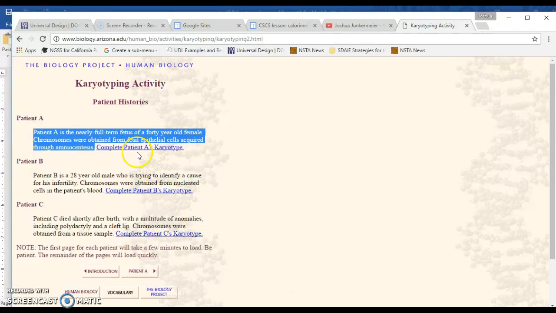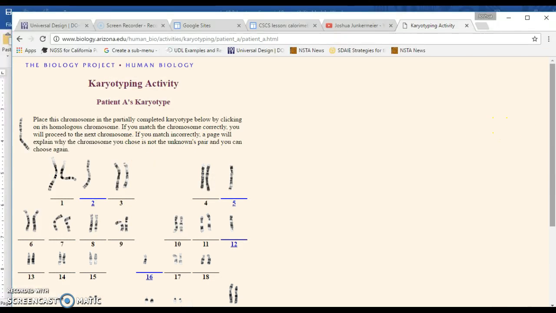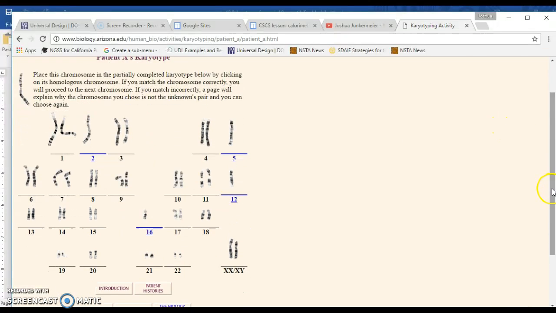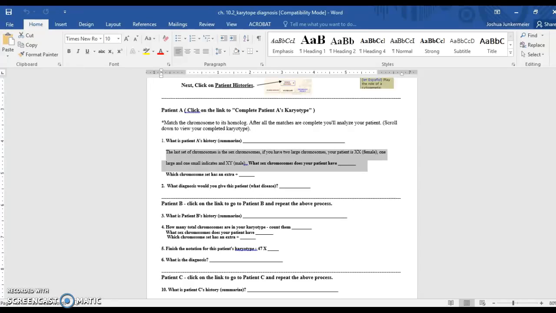So right now we can look at patient A's chromosomes, and let's check it out. Now, these are two chromosomes of the same size, and these are small chromosomes, so these would be considered rather large. So this person is XX because they have two large chromosomes here. So we'd call patient A, the baby that's yet to be born, a female. So you'd put XX, and you'd say that it's a female.